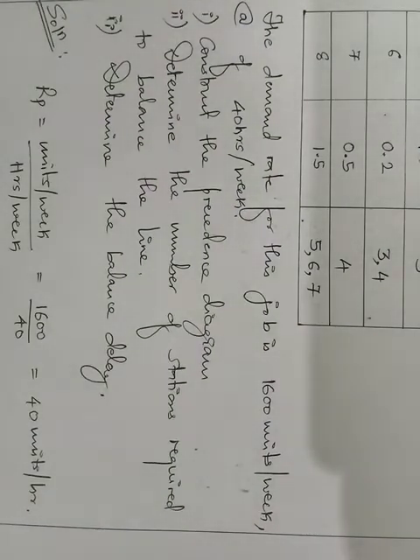Now let us check what all he has asked us to calculate. The demand rate for this job is 1600 units per week at the rate of 40 hours per week. Calculate and construct the precedence diagram, determine the number of stations required to balance the line, and determine the balance delay. Right, so there are 3 things he has asked us to do. In the first case we need to draw the precedence diagram. In the second case I need to calculate the number of workstations required to balance the line, and in the third stage I need to calculate the balance delay, if any.